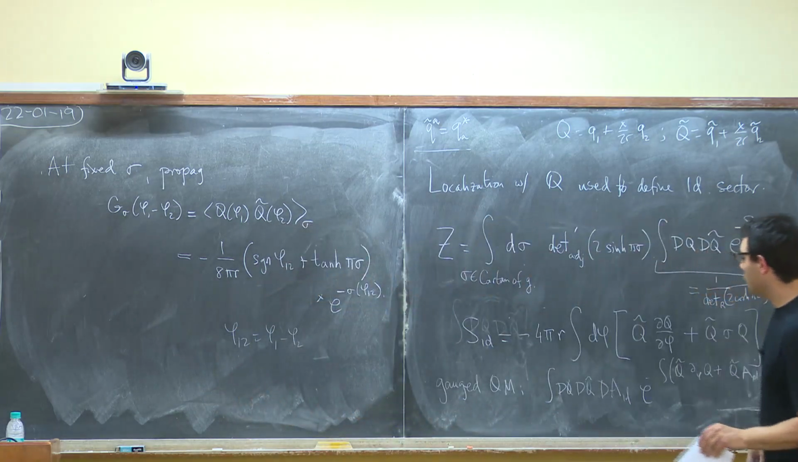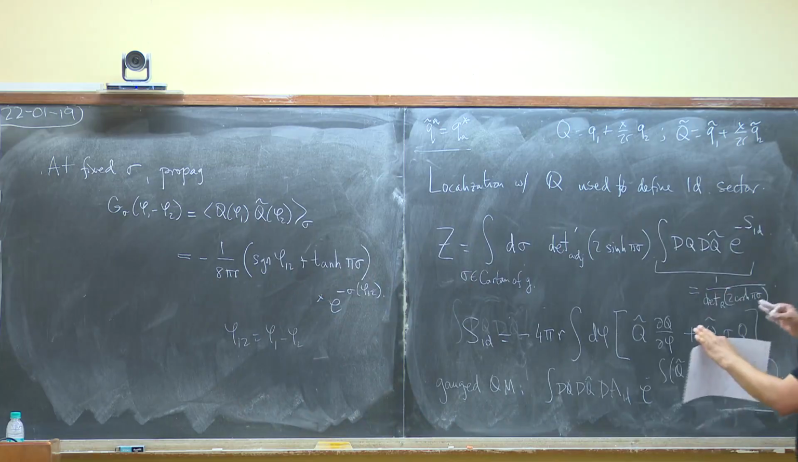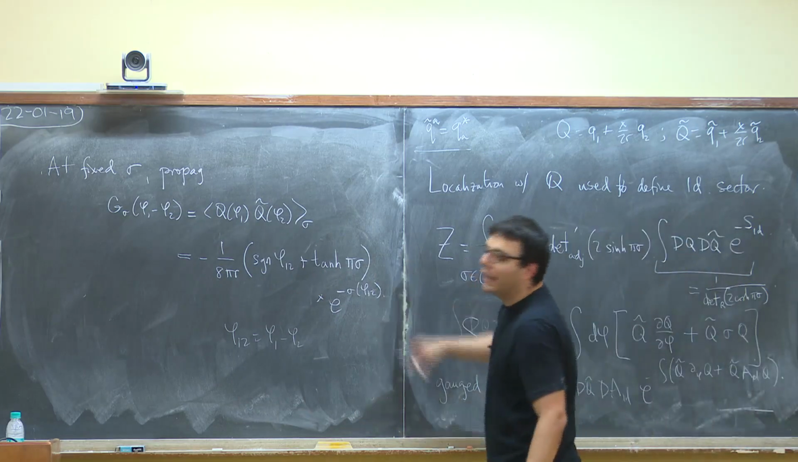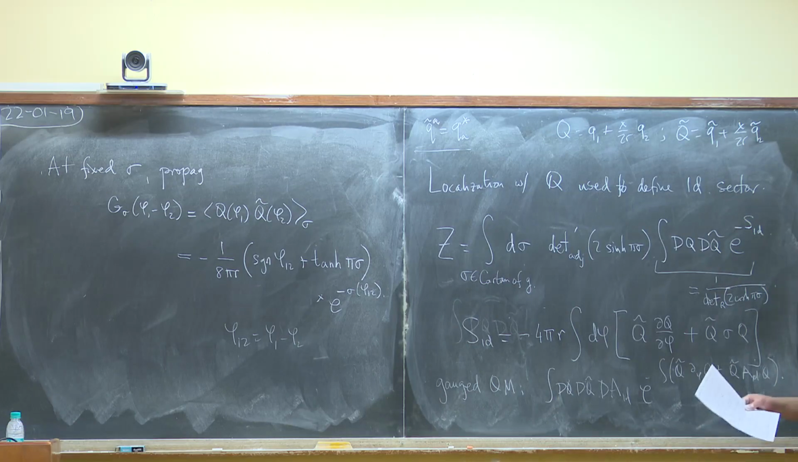So the way to compute correlation functions, after we put in insertions of q's and q tildes, we first work at fixed sigma. At fixed sigma, we do Wick contractions using this propagator, and then we do the sigma integral. And at fixed sigma, you actually will get topological correlators only if you put in gauge invariant operators.